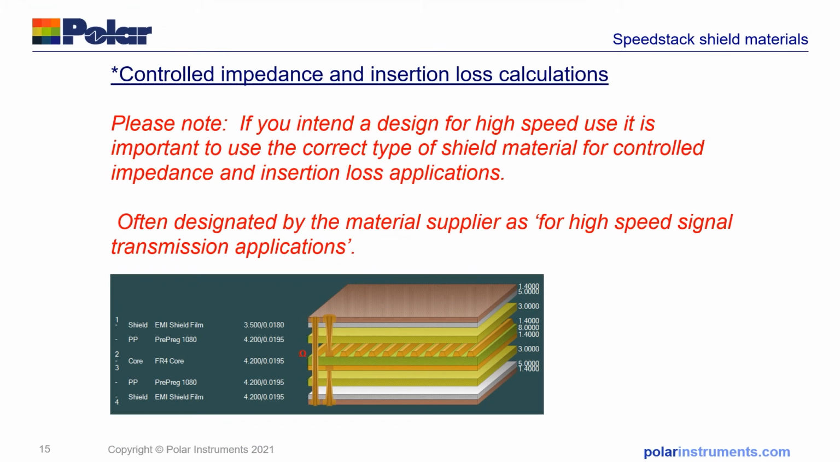I mentioned earlier I'd say a little bit more about controlled impedance and insertion loss calculations, and you should note that for high-speed use it's important to use the right type of shield, which is often noted by the supplier as suitable for high-speed signal transmission applications. Of course, you can use non-high-speed shields if your PCB doesn't have particularly high speed requirements, or if you don't have high-speed traces on the surface layers, then it's fine to use other shielding materials, and those can be catered for in Speedstack, as well as the specialized materials that are used just for high speed.